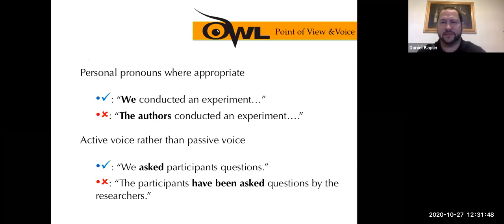Now, here are some general changes in points of view and voice. Previously, you couldn't use personal pronouns. Now we allow you to use personal pronouns as long as it's your study. I highlight in blue the way it should be, and in red the way it should not be. So, "we conducted an experiment." If it's your study, feel free to use the personal pronoun "we."